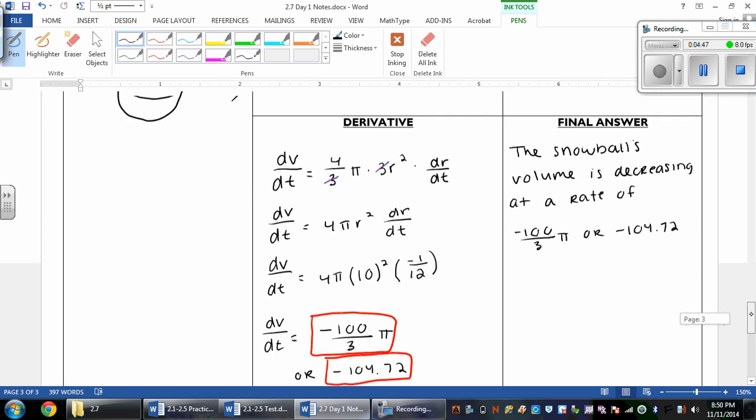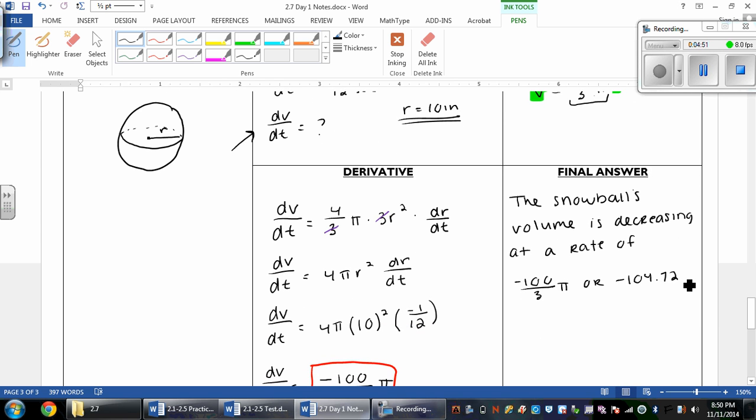I think it's inches, right? Let me check. Yep. Inches cubed per second. Remember, we're talking about volume, and volume has cubic units. When the radius is 10 inches. Always got to have that last sentence because the volume is changing constantly. I just found what the volume is changing specifically when the radius is 10 inches. Okay, and that's how you do basically all spherical problems when you try to find the volume. Remember, make sure you know how to do this question for the quiz.